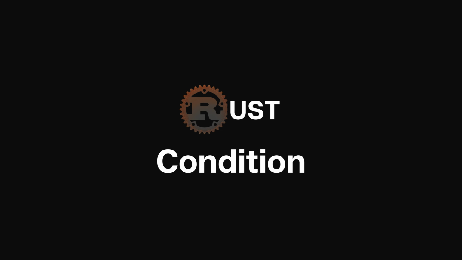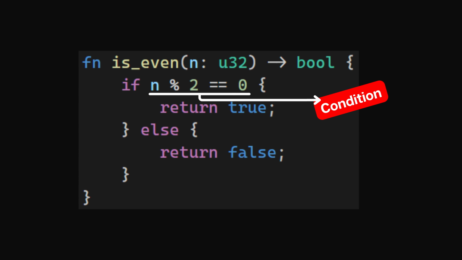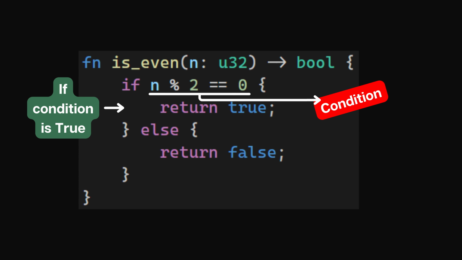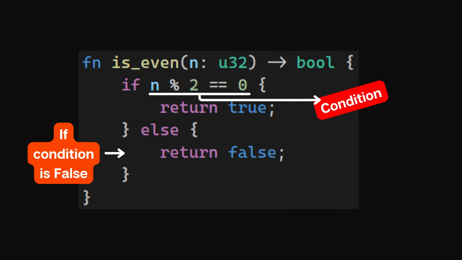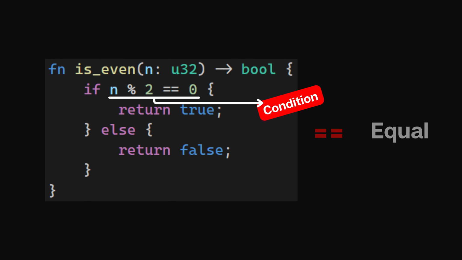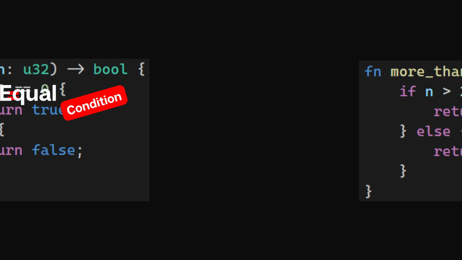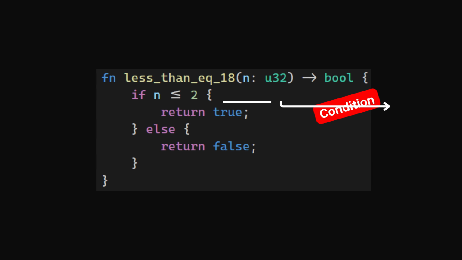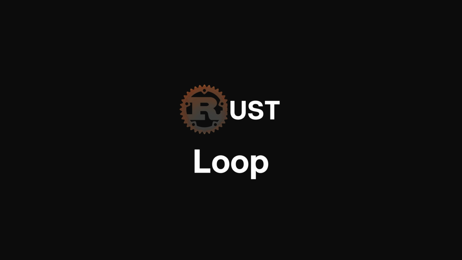Rust conditions and if else statements are used to execute code based on a condition. If the condition is true, this box will be executed. If the condition is false, this box will be executed instead. Rust supports several comparison operators for conditions such as equal, not equal, greater than, less than, greater than or equal, less than or equal.